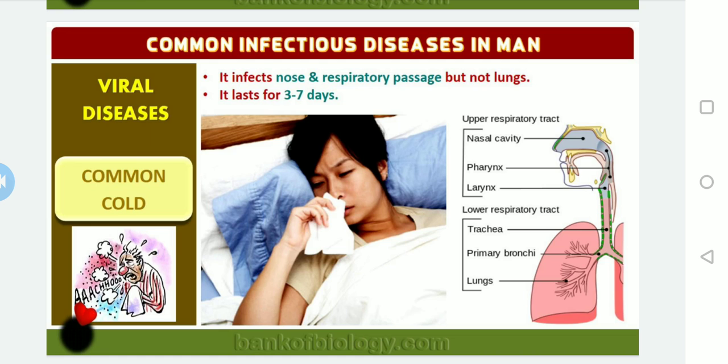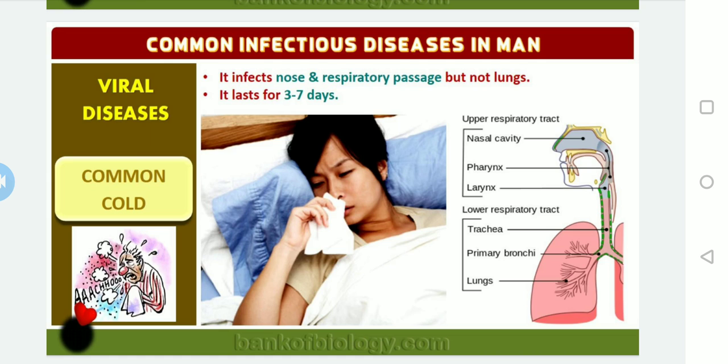You must have experienced this repeatedly. Almost all people must have experienced the common cold. You know what this common cold is? What do you call the common cold scientifically? Do you have any idea? Yes, let me tell you.